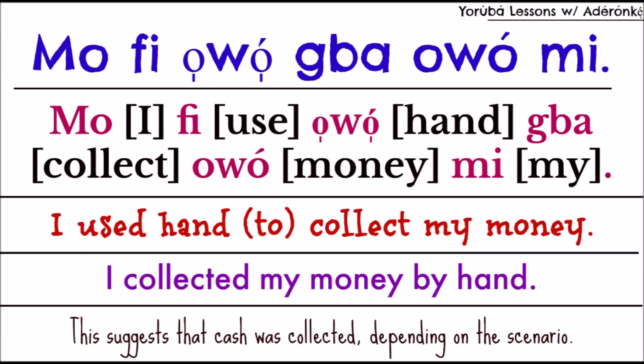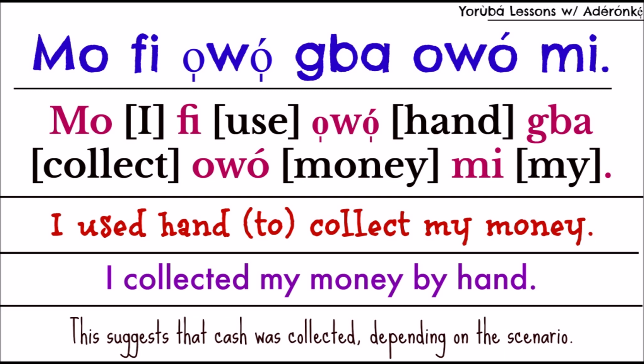The first example for owo, which would be hand in this case, is: Mo fi ọwọ́ gbá owó mi. Mo fi ọwọ́ gbá owó mi. Mo is I, fi is use. Ọwọ́ is hand. Gbá is collect. Owó is money. Mi is my.